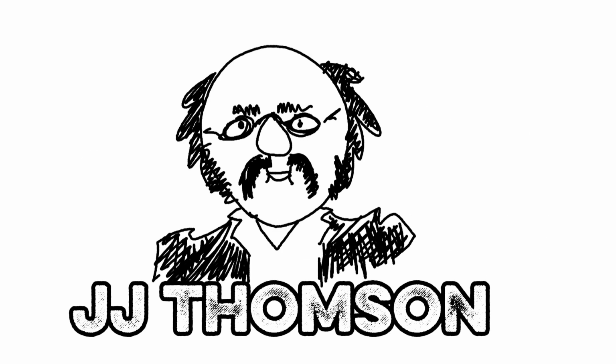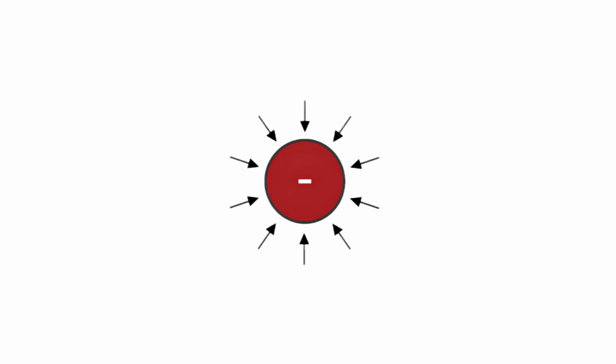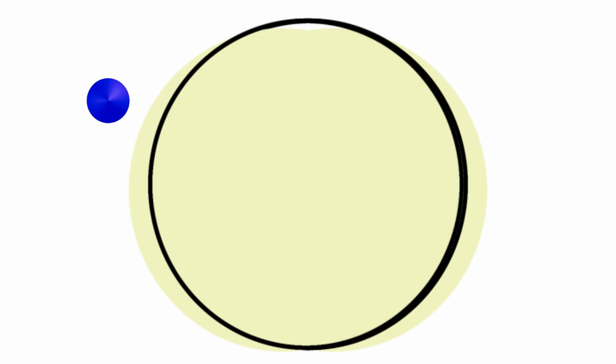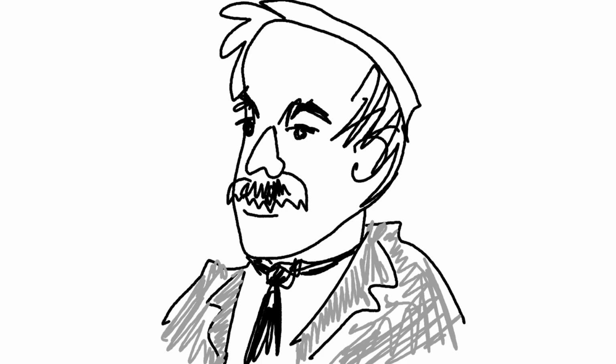Next came Thomson. By experimenting with cathode ray tubes, he discovered the electron, a particle smaller than the atom itself. This meant that Dalton was wrong. Atoms were divisible. They could be broken down. Thomson pictured atoms like plum puddings, a ball of positive charge with negative electrons sprinkled inside, meaning the total atom would be neutrally charged. Then came Rutherford.